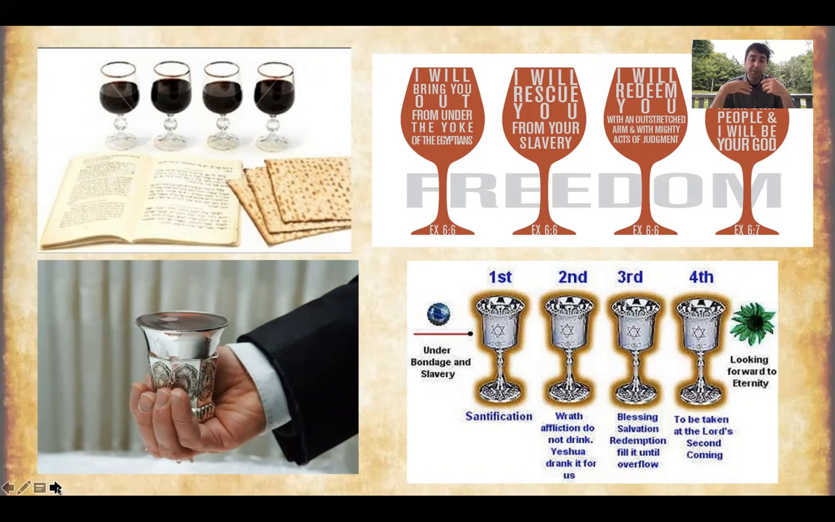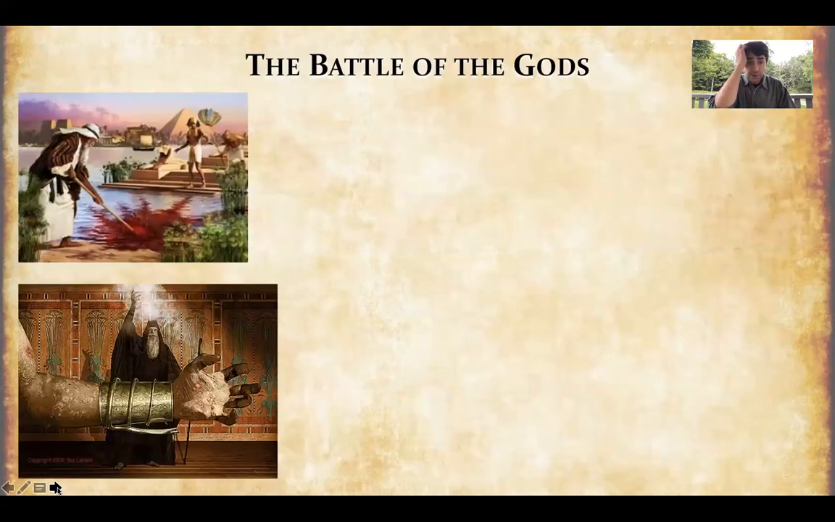Each of these cups has a specific name. And it's interesting that you drink an increasing amount of wine for the first 3. And then for the 4th cup, you don't drink because it's meant to be drunk only at the very last fulfillment of God's plan in history, where the people will become fully accepted and drawn into him. It's very interesting. Okay, so what ensues then between Moses and Pharaoh is a battle of gods, basically.